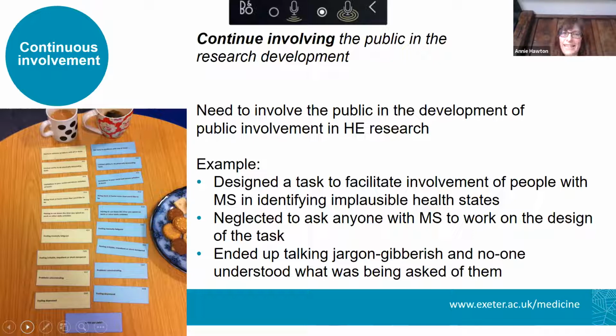But what I neglected to do was ask anyone with MS to work with us on the development of the task. And really what ended up happening was we had a PPI session where I ended up talking jargon gibberish, and really no one understood what was being asked of them. It was a real nasty learning curve for me, that one.